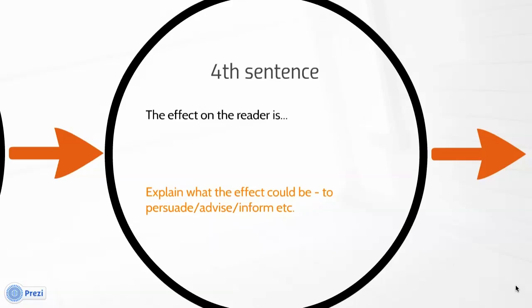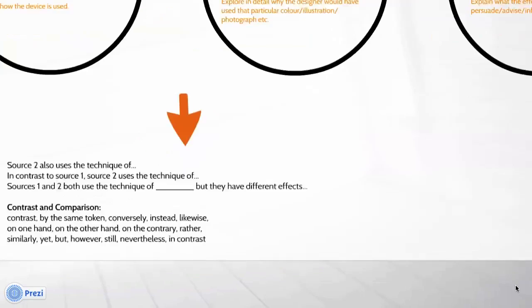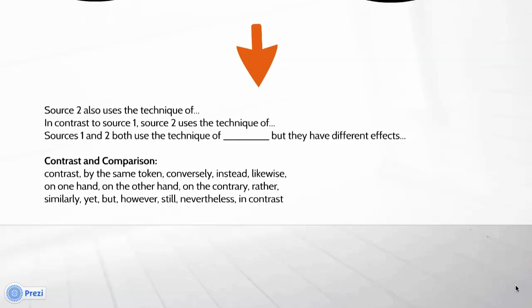Is it going to make the reader donate to charity? So you need to think about, will it persuade, advise or inform the reader? So what effect it will have. And then after you've done each of those stages for your source 1, you then have a linking phrase. So this is where your comparison comes in.